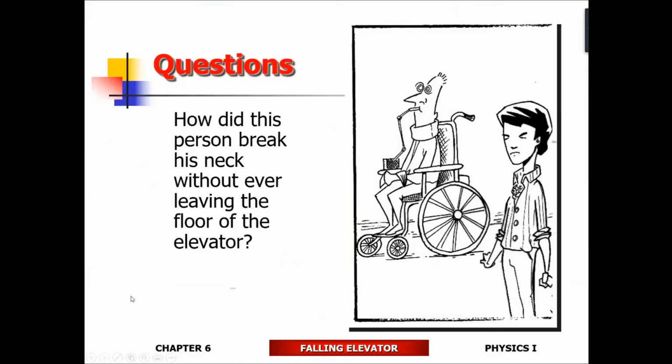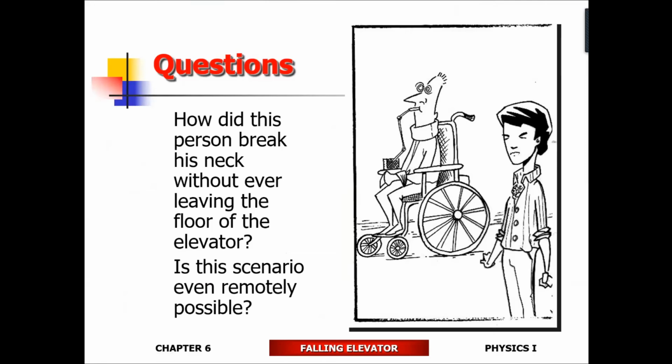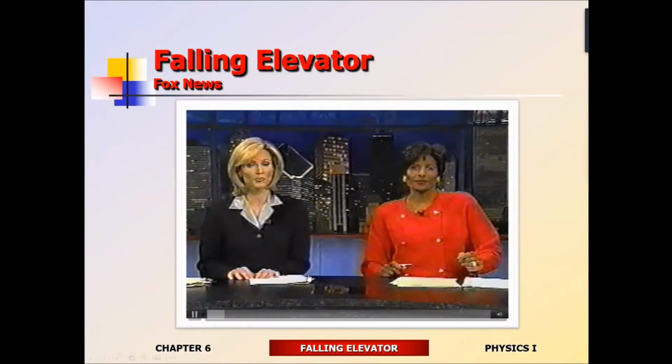Yeah, this person has a broken neck. So the question is, how? Is this scenario even remotely possible? After their elevator plunged 40 stories.